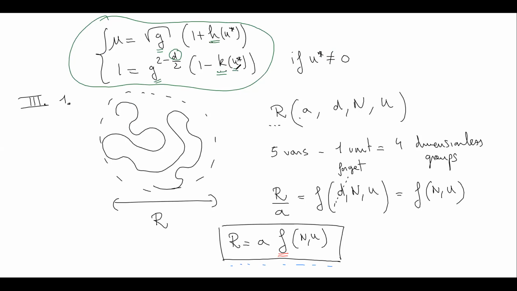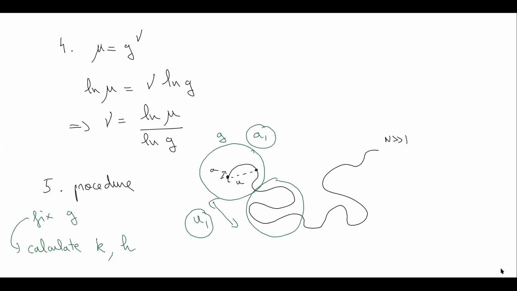So I find U star, then I plug U star here. So I know everything apart from mu. So now I find mu. And finally, I know everything I need. Since I know mu and G, I find the exponent. This is the renormalization strategy for a polymer. So calculate K, H, then calculate U star, then mu, and then nu. All right? That's the main idea.